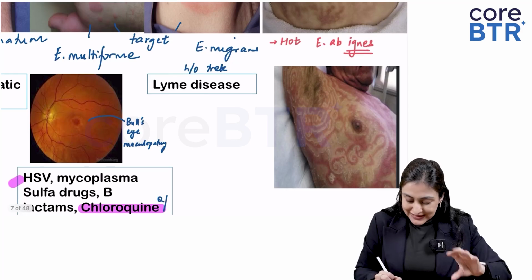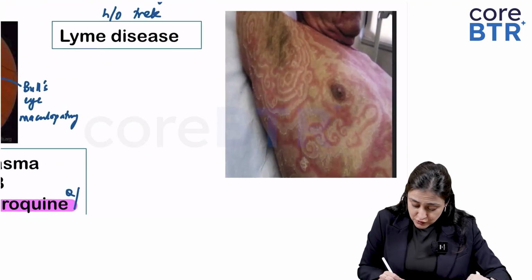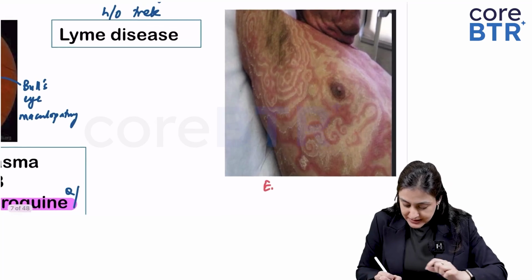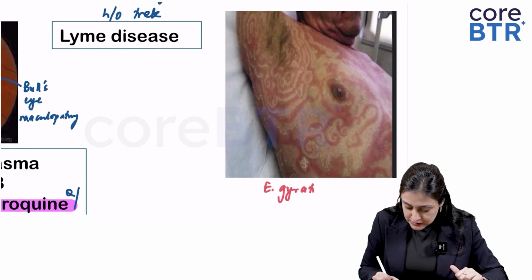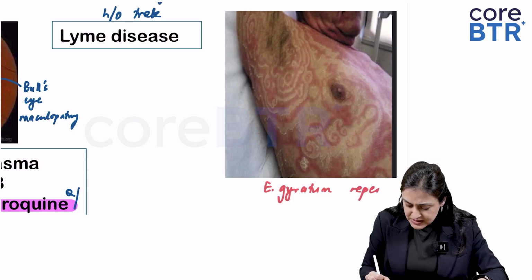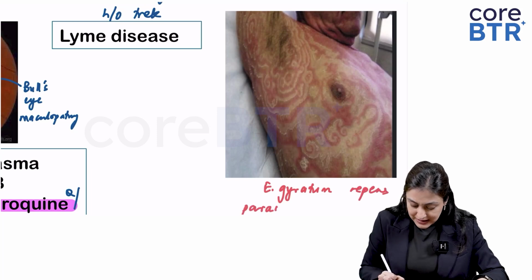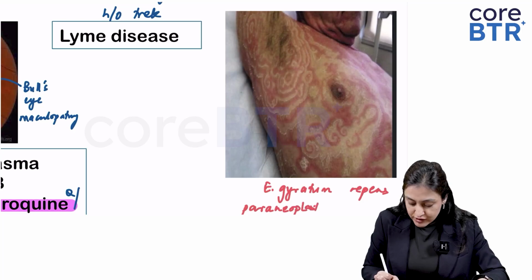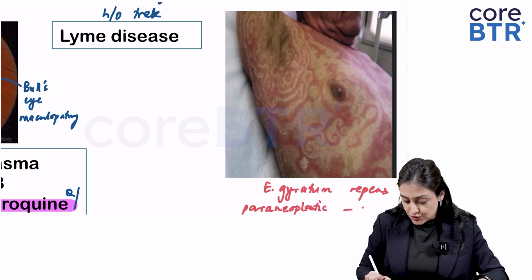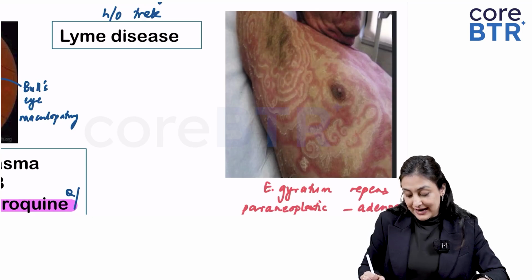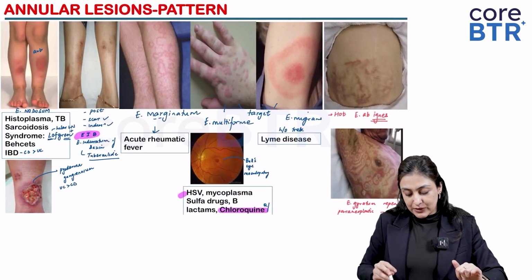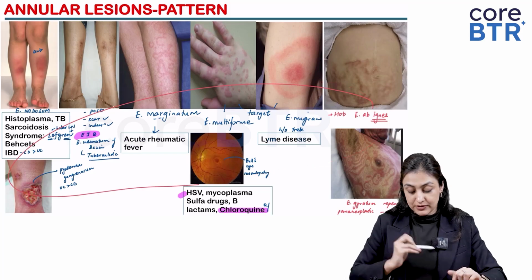Then this is what is very designer erythema. So this is erythema gyratum repens. It is a paraneoplastic syndrome. And any weird paraneoplastic syndrome is always malignancy, meaning adenocarcinoma, right? So these are a few erythema lesions all together.